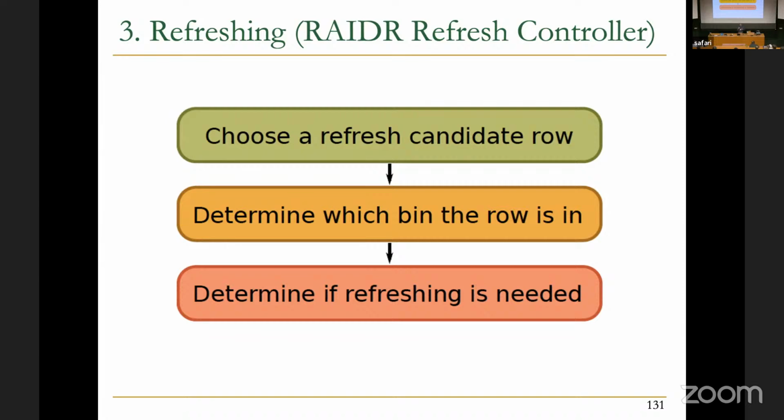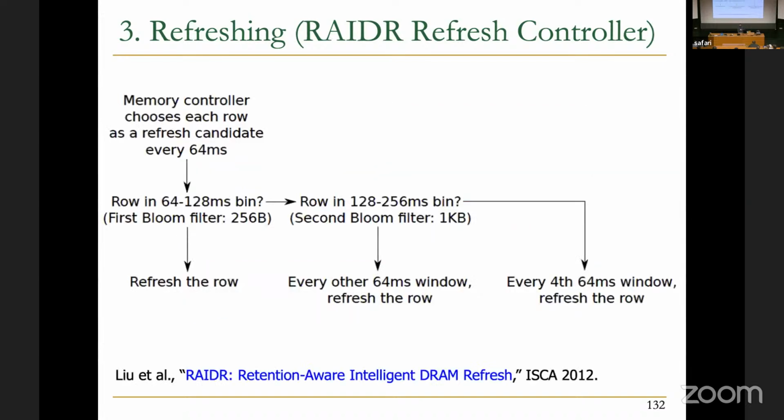So you basically test the Bloom filter structure over there. And then if the refresh is needed, you perform the refresh, and if it is not needed, you skip it.